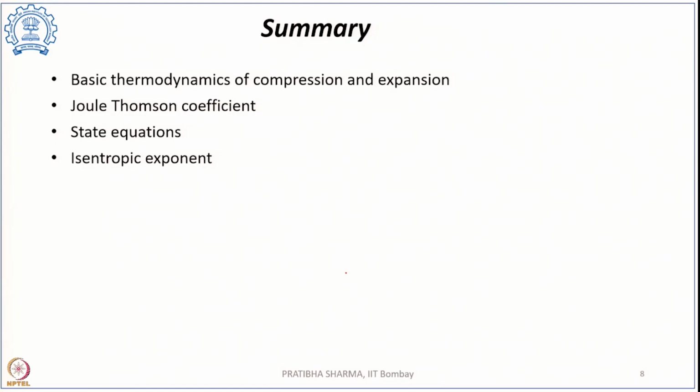To summarize this part, we have seen the basic thermodynamics of the compression and expansion process, and the various state equations that we will be using for finding out the work of compression and explaining the hydrogen compression in more detail. We have seen the Joule-Thomson coefficient, the different state equations, what the isoentropic exponent is and how it is related to the different state variables in this class. In the next class we will calculate the work of compression which is required for compressed hydrogen storage.